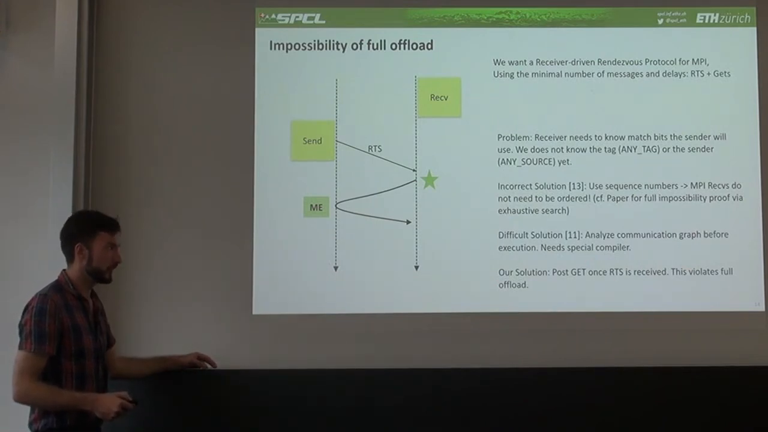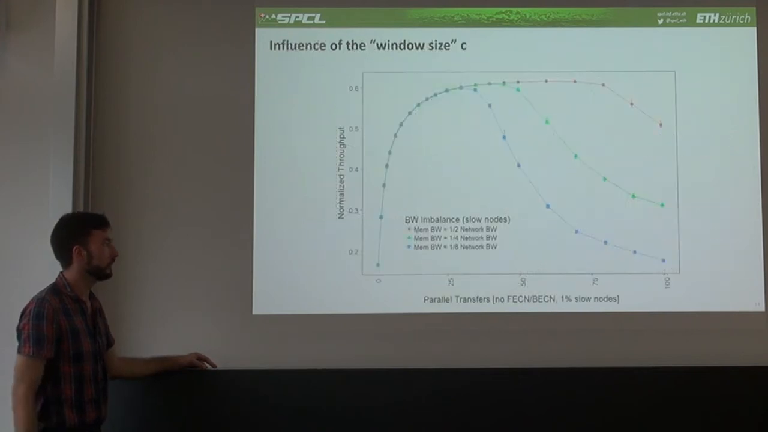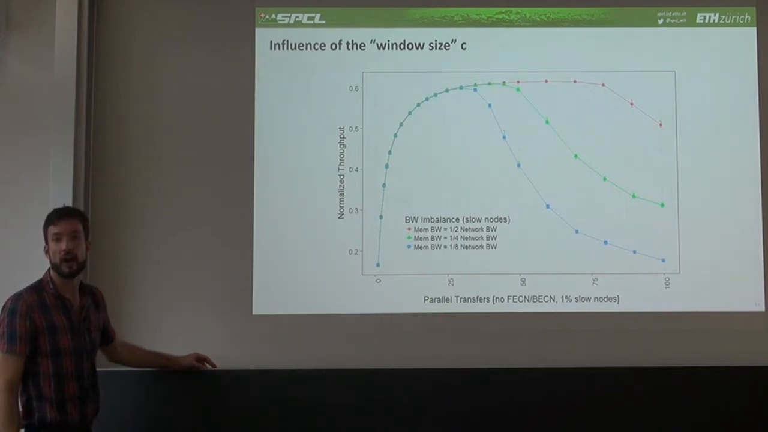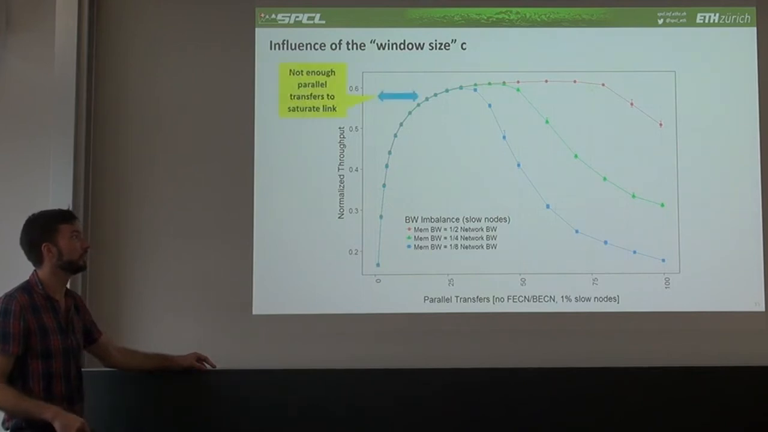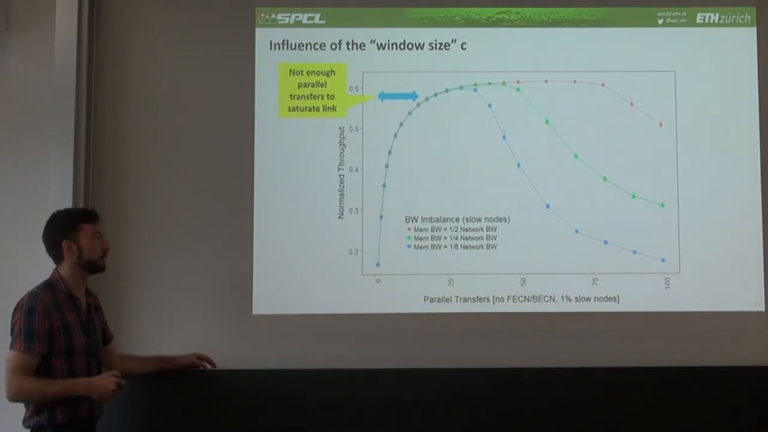We accept that we cannot have full offload, and now what is left to do is we need to tune this constant C. So how many transfers do we actually want to do in parallel? What we see here is if we make C very small, then we don't have enough parallelism to actually get good bandwidth.